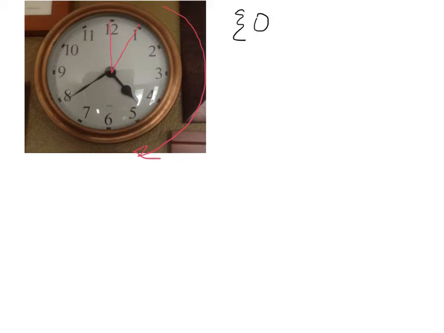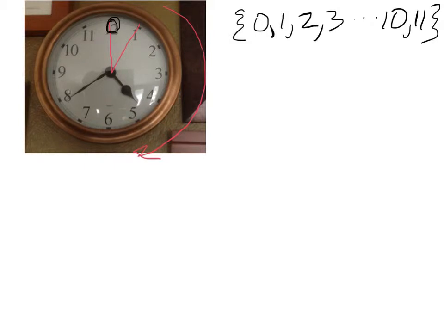The set would be 0, 1, 2, 3, up to 10, 11. Now why doesn't it include 12? Because 12 is actually 0 when you're counting. You get back to the beginning. So for instance, when we say 12 noon, in some sense we mean it's 0 o'clock. That's our starting point. Or when we say 12 midnight, it's our starting point.